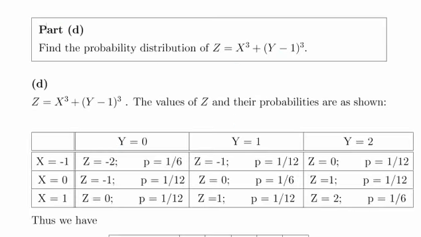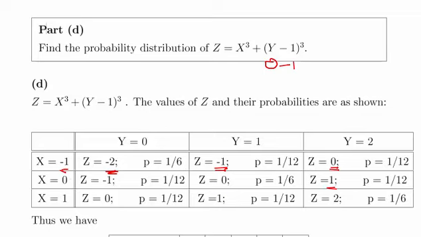The last part of this video is asking us to find the probability distribution of z, which is equal to x minus 1 cubed, plus y minus 1 cubed. So essentially what we have to do here is just multiply them out. I'm going to do this in very short steps here. So we have minus 1 cubed is minus 1. 0 is 0. So when we have 0 minus 1 and cube that, we also have minus 1. So minus 1 plus minus 1 gives us minus 2. And so on for the rest of them. We have minus 1 there, 0, 1, and so on.